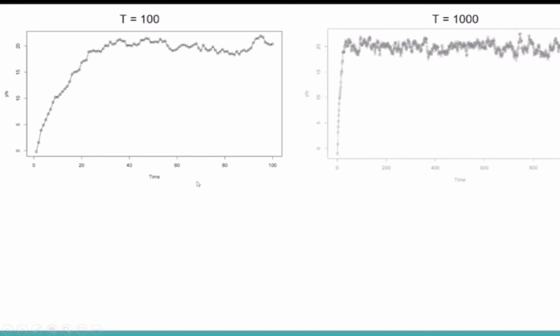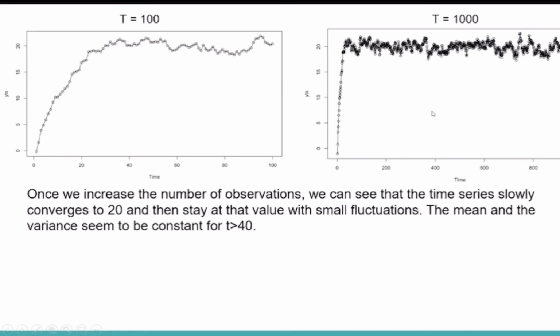But by the time we move to 100 and finally to 1000, you can see it now attains stationarity. That was why I said once we increase the number of observations, we can see that the time series slowly converges to 20. It converges to 20, and then stays at the value with small fluctuations. It stays there with little fluctuation, as you can see. That is actually fluctuating around 20.